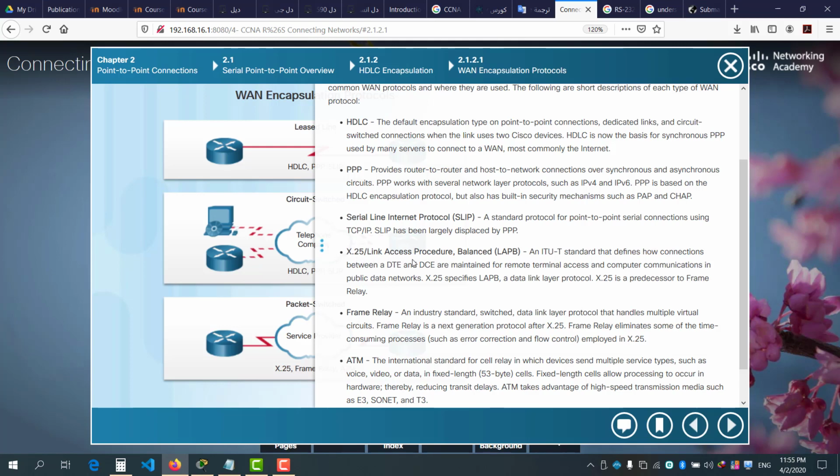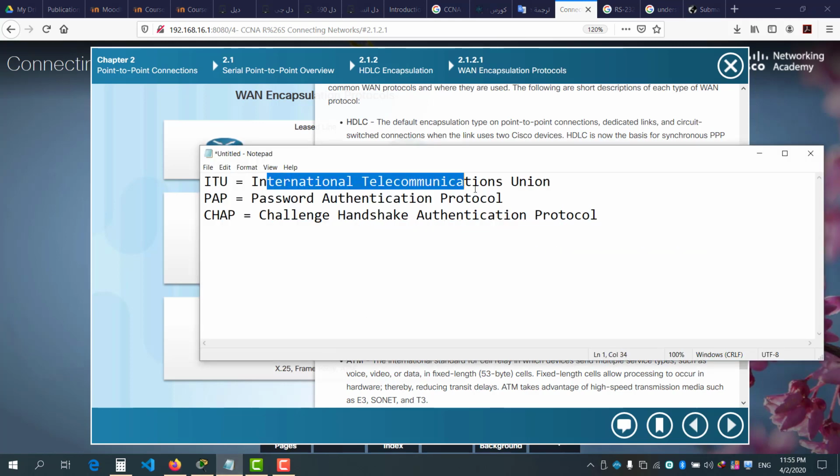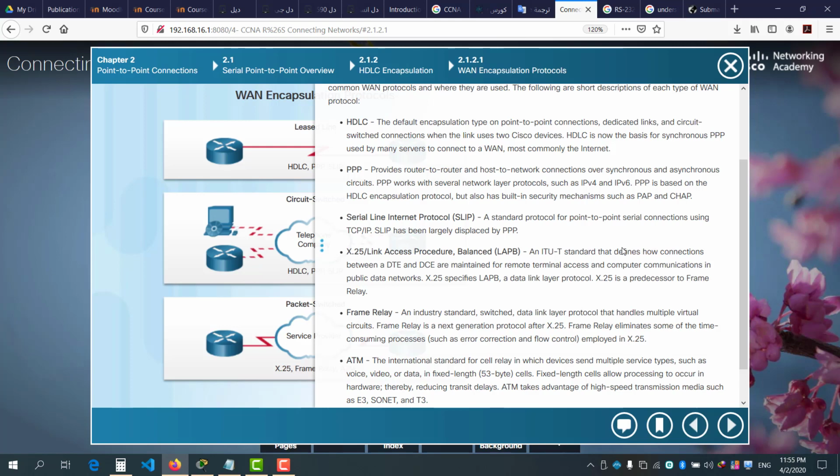What about the other? X.25 and Link Access Procedure Balanced, LAPB, is an ITU-T standard that defines how the connection is maintained. What does ITU-T stand for? ITU is the International Telecommunication Union. This is an institute that defines how the connection between the DTE and the DCE is maintained for remote terminal access across a computer communication in a public data network. X.25 specifies LAPB, a data link layer protocol, and is a predecessor of Frame Relay.